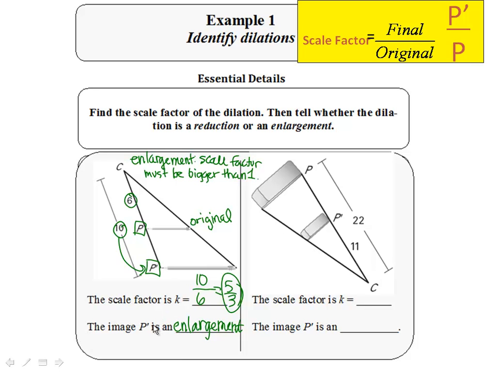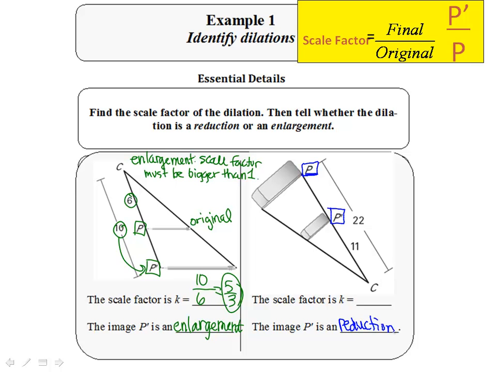Again, we want to identify what is our original shape, what's our pre-image, and what's our image. This one, because it has a plain P, we know that's our pre-image, or our original shape. This P prime is going to be our new image. Looking at it, if this is our original, it obviously got smaller, so this is a reduction.